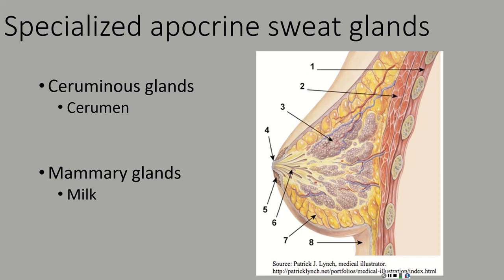Moving on, still talking about sweat glands, but we're going to start talking about very modified sweat glands. First, we're going to talk about something called ceruminous glands. Ceruminous glands are specialized sweat glands that are found only inside the ears. And instead of producing sweat, they produce something called cerumen, which we more commonly call earwax.